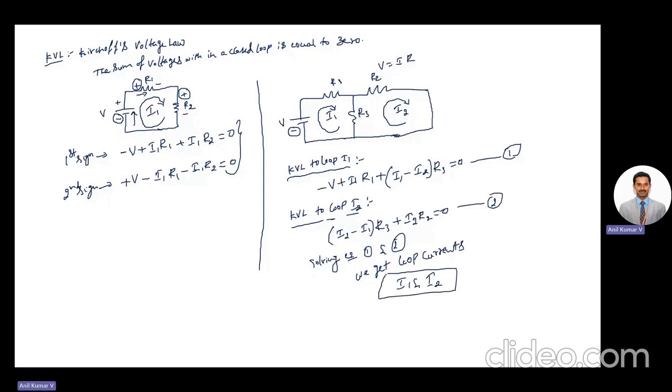So whenever you're going with respect to your KVL, generally we also call it mesh analysis, where you'll be able to find the loop currents. Hope you're clear with respect to your Kirchhoff's voltage law, right? Now let us move on to Kirchhoff's current law.